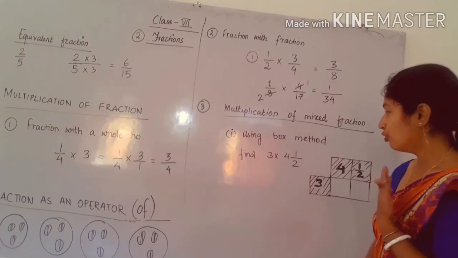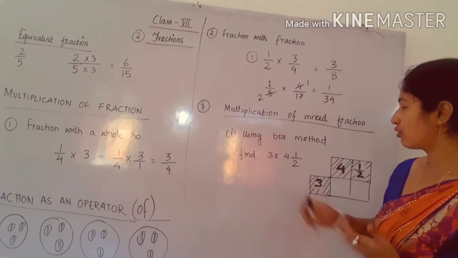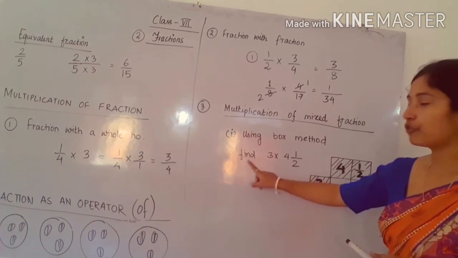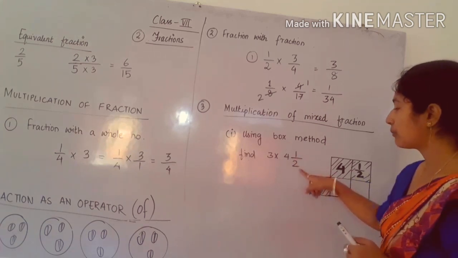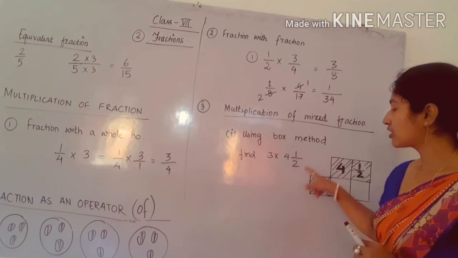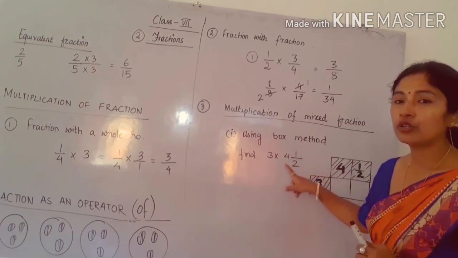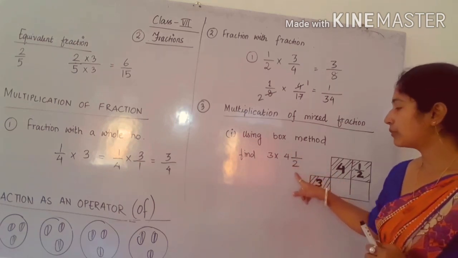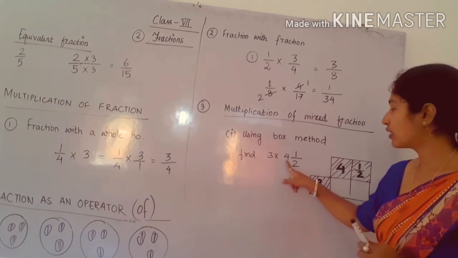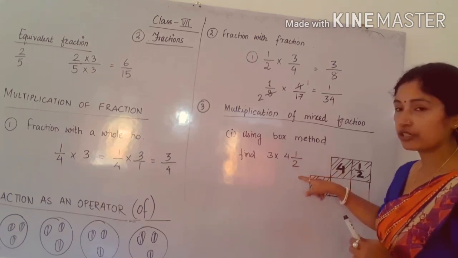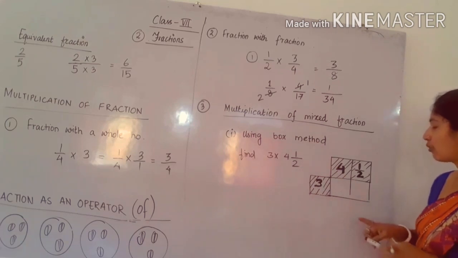So how to do using box method? What is the example? See, you have to multiply 3 with 4 1 by 2. In a mixed fraction, as we know, we have two numbers. It is a mixture of two things. One is whole and one is fraction. So how to write in box?